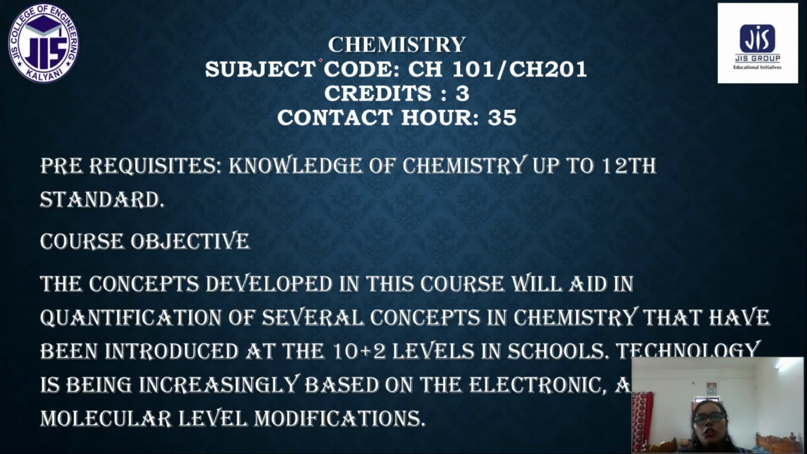Okay, so these are some of the course objectives of our subject, that is chemistry. That is the name of the subject. The subject code is CH101201. The credit is 3 and contact hour is 35. So these are some of the course objectives that we have for our course.